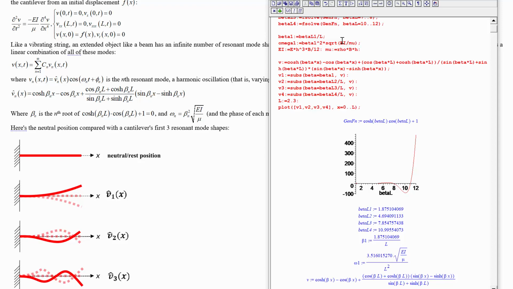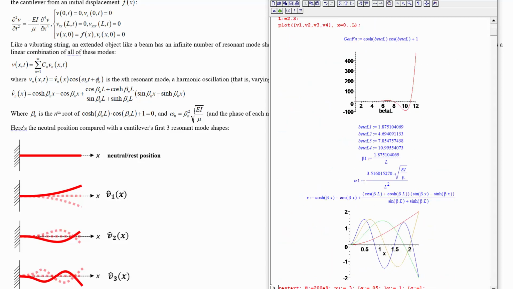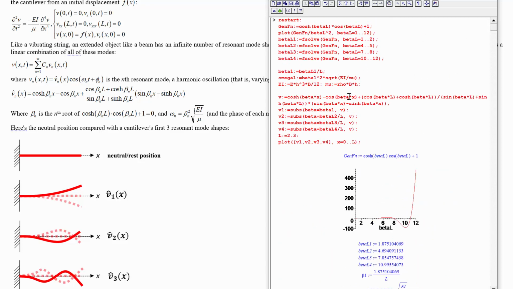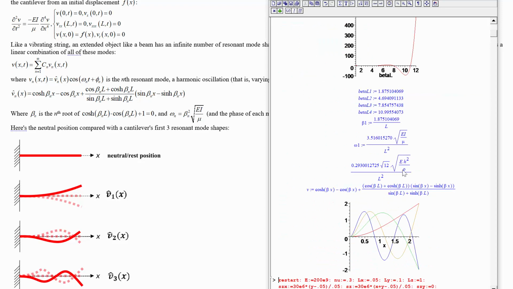Then what is this going to turn into? Should the width matter for the frequency? No, just the thickness should matter. So the width is going to hopefully cancel from this mass per unit length and the flexural rigidity. And let's see what we get. Oh, we have to ask it for omega 1 again. Let's check that out. Omega 1, and we get this. So here's our omega 1.